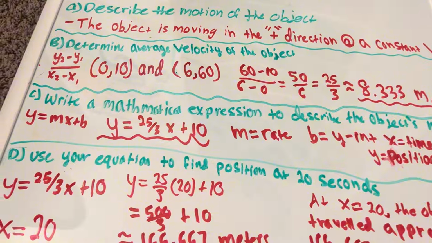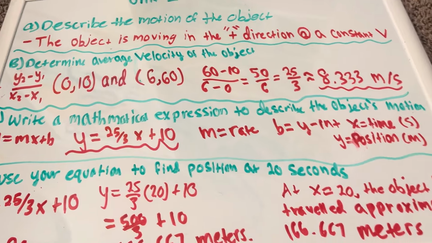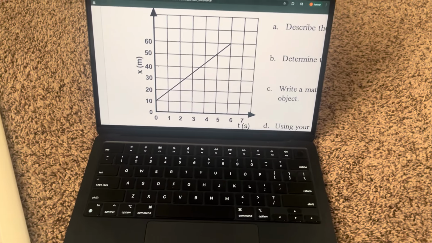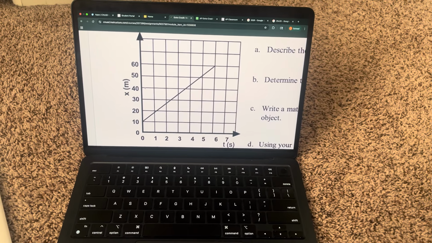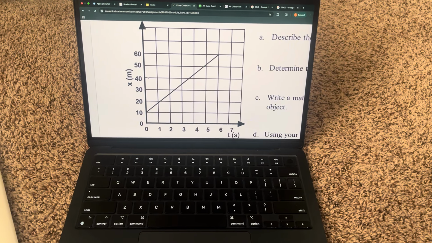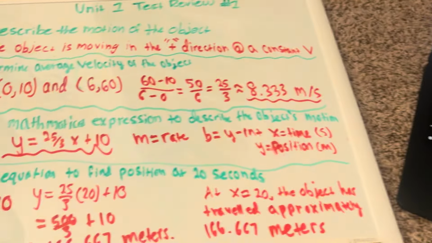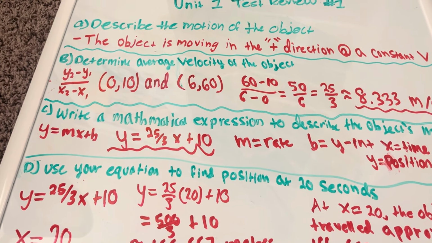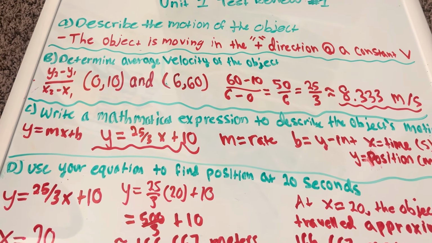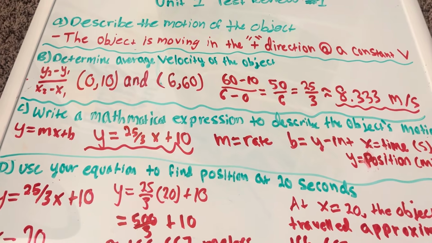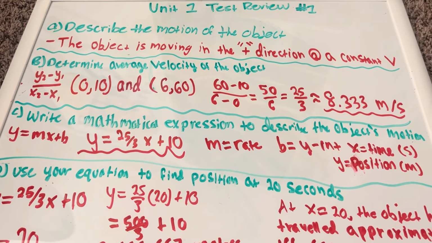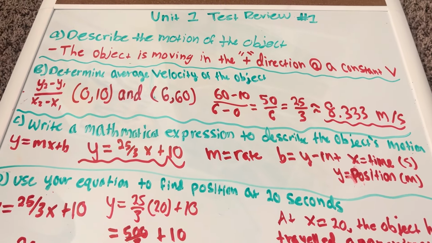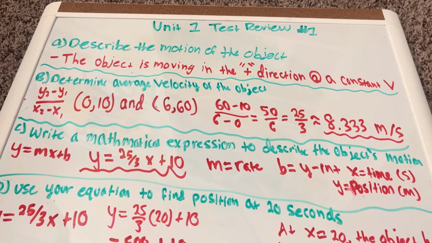And then the b is the y-intercept, and we see that the y-intercept is when the x-axis is 0, what value is the y-axis, and that value is 10. So we have plus 10 as the b value. And so the total equation is y equals 25 over 3 x plus 10. So with this line, you can basically just plug in any time, and then you can get the output of the position.